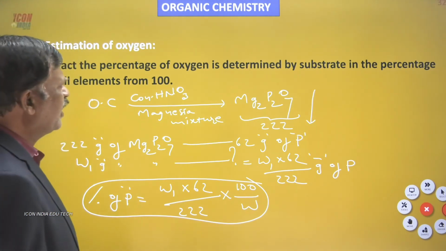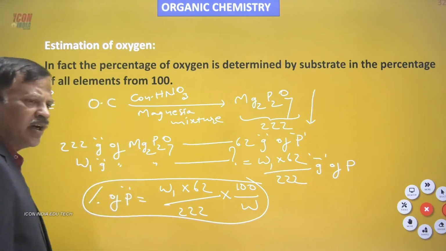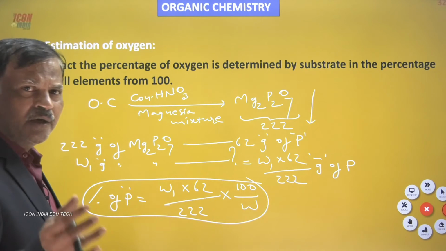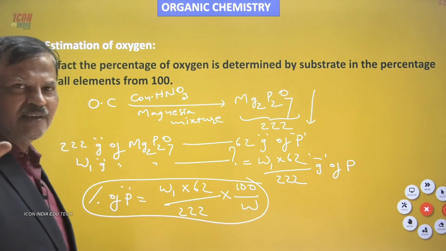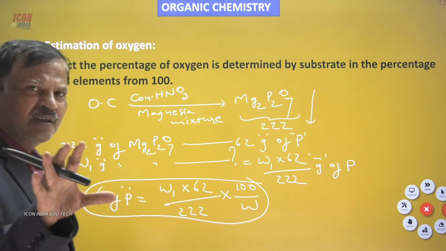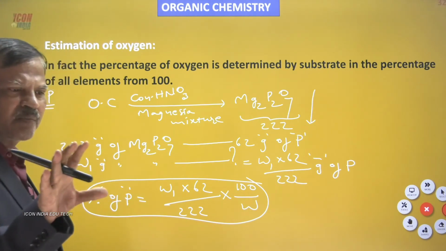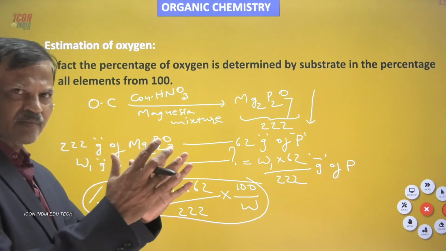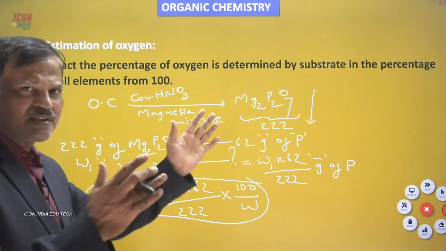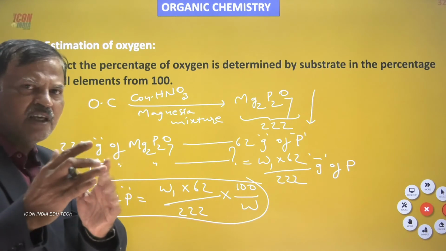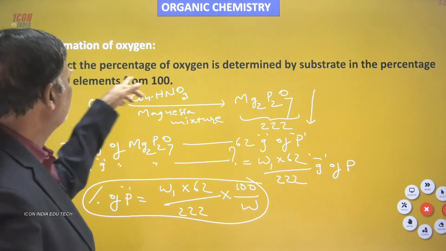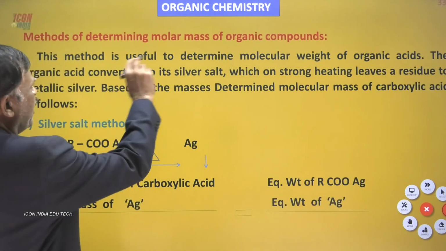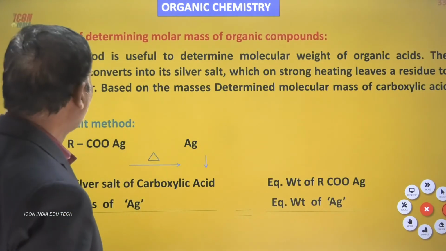Finally, you can estimate the percentage of oxygen. It is unnecessary to estimate the percentage of oxygen because in almost every problem, 100 minus the sum of percentages of all elements will give the percentage of oxygen.